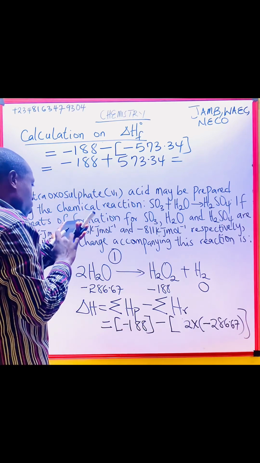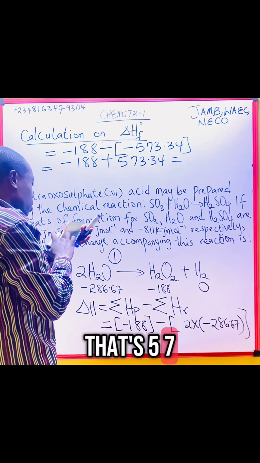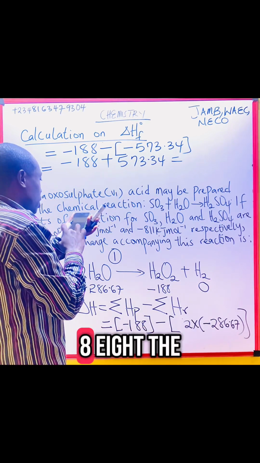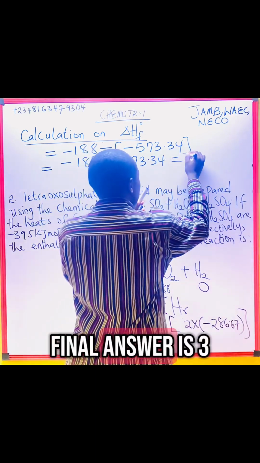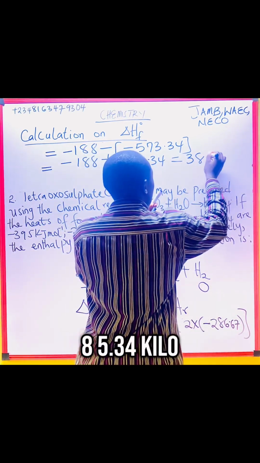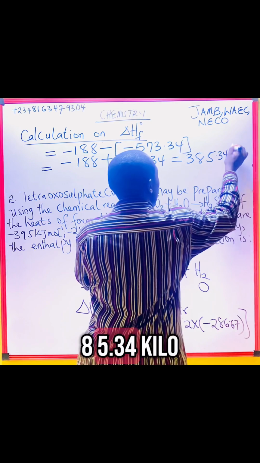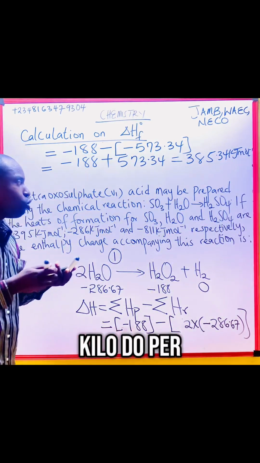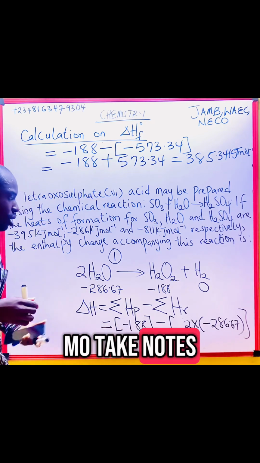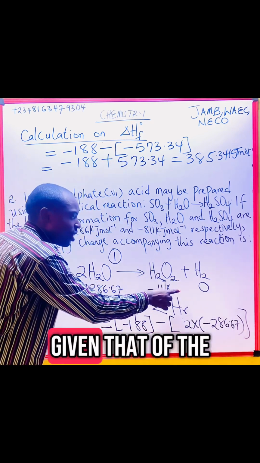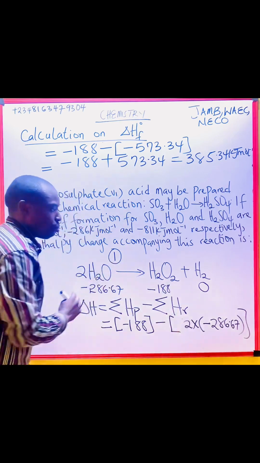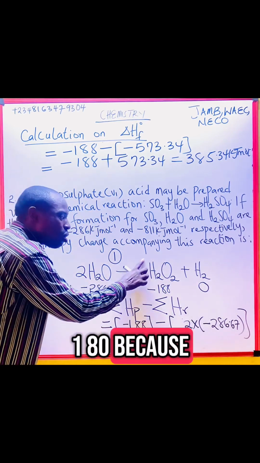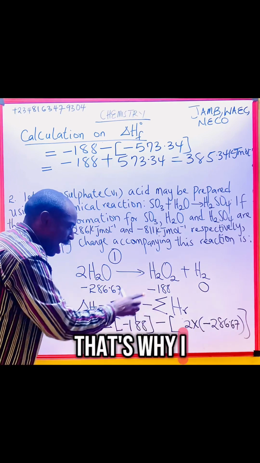Which is now equal to, so that's 573.34 minus 188. The final answer is 385.34 kilojoule per mole. Kilojoule per mole. Take note, these are the steps. You were given that of the product here, which is H2O2, to be negative 188, because here is 1 mole. That is why I just put it here.